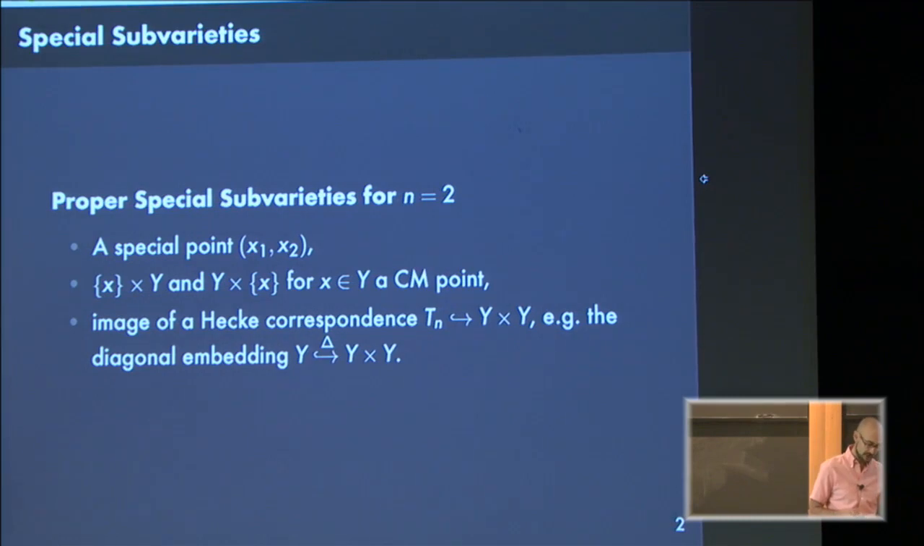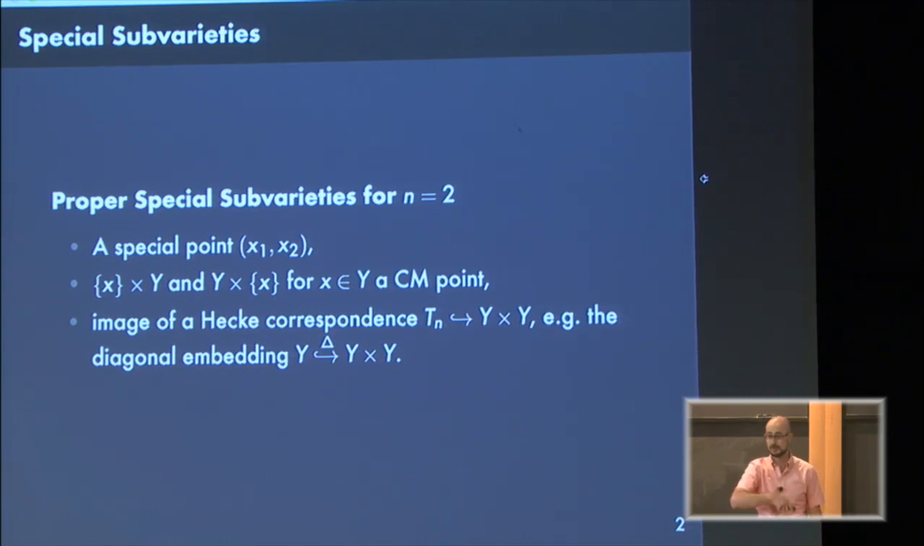Okay. So I also should say something about special subvarieties. I'm not going to define them. I'm going to give an exhaustive list, at least for n equal 2. So what do we have? A special point. If both coordinates are special points, then it's a special subvariety. Also, if you take a product of a special point with the whole other curve, then it's a special subvariety.